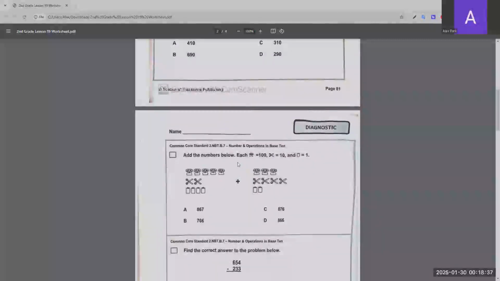All right, next. Add the numbers below. Each telephone equals 100. Each scissor equals 10. And each clipboard equals 1. First, let's add up the total numbers of each of these objects. So 8 telephones, 2 plus 4 is 6 scissors, 4 plus 2, 6 clipboards.